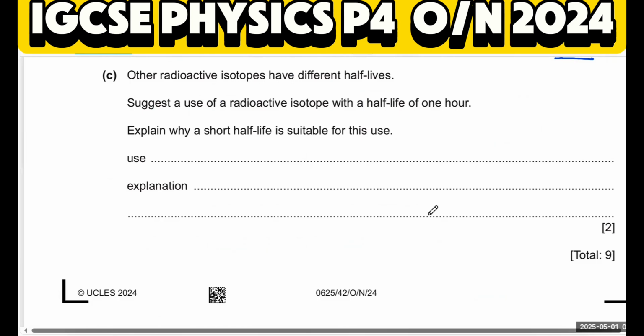Next question. Other radioactive isotopes have different half-lives. Suggest a use of radioactive isotopes with a half-life of 1 hour. Explain why a short half-life is suitable for this. You will write the use. We always use the short half-life in medicine, medical imaging, medical diagnosis, like for the throat, iodine 131. These things we use for the human body. So first of all, short half-life is always used in medical tracers in the human body.